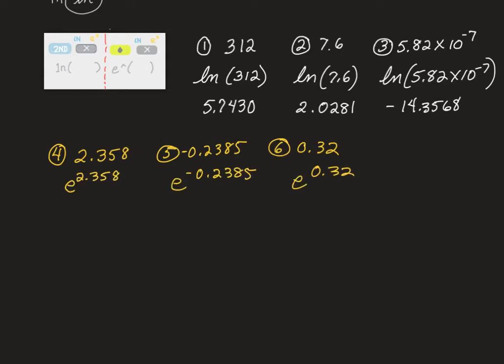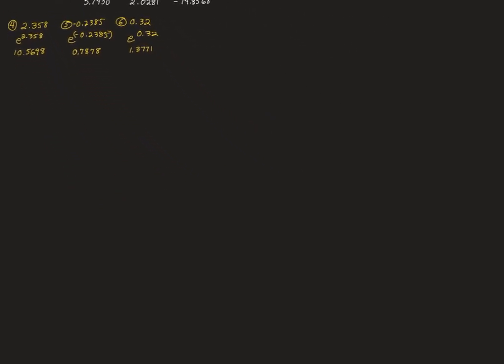Notice problem 5 and see how the negative in front of 0.2385 is brought right up into the exponent. And there are your answers. Now all the properties of logarithms apply to natural logs as well. Let's look at exactly how these properties appear when we're dealing with natural logs.